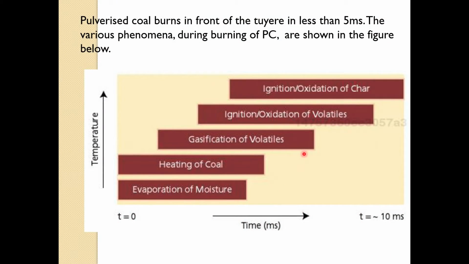Here I would like to mention something about the PCI injection rate. Nowadays, in some furnaces, PCI injection has gone up to 250 kg per ton of hot metal. And so, nowadays the blast furnace operates at a very low coke rate, which is around 300 kg per ton of hot metal. So, that is a significant improvement with the PCI.